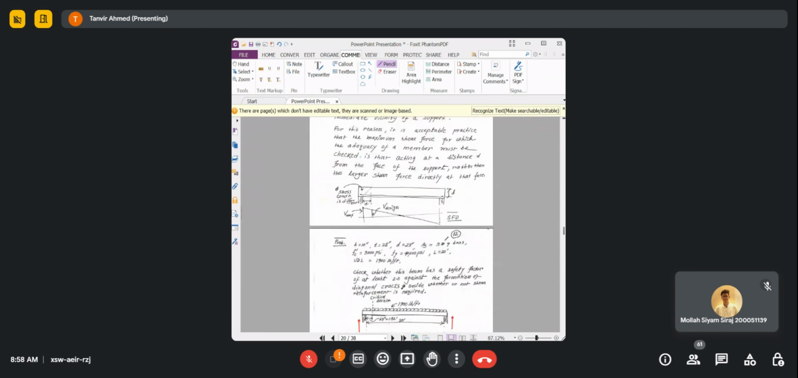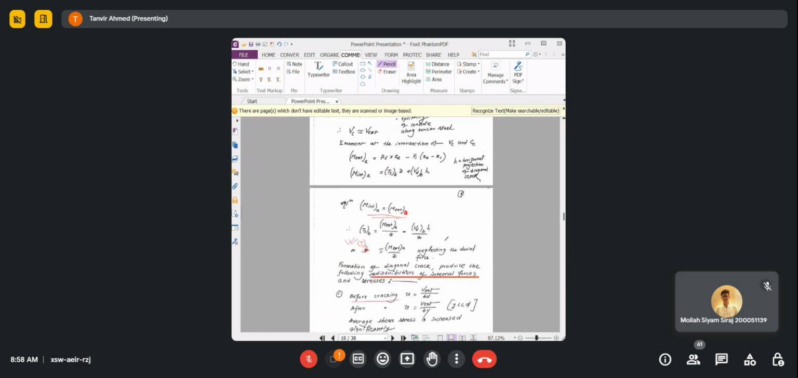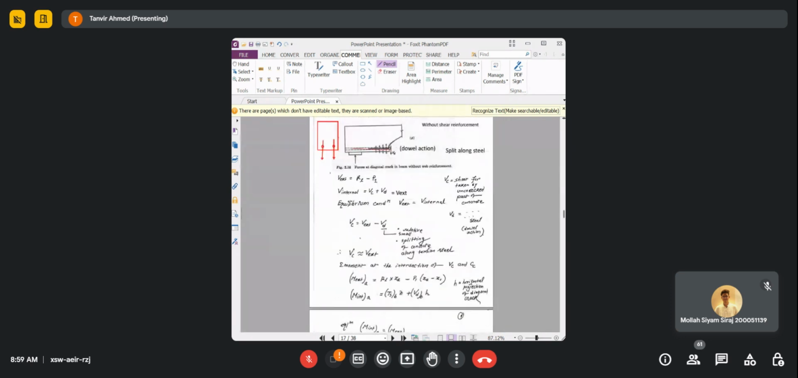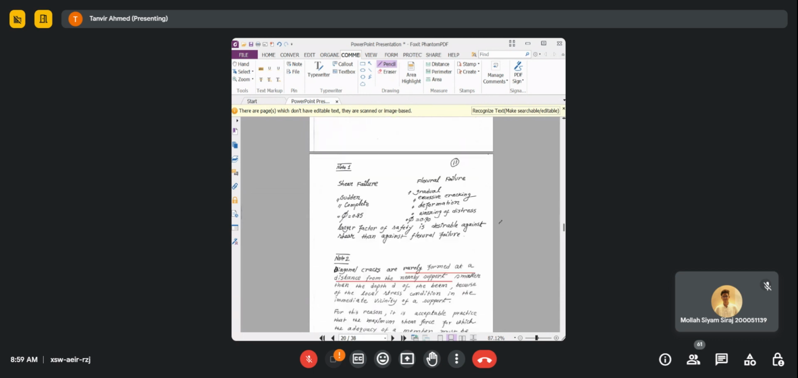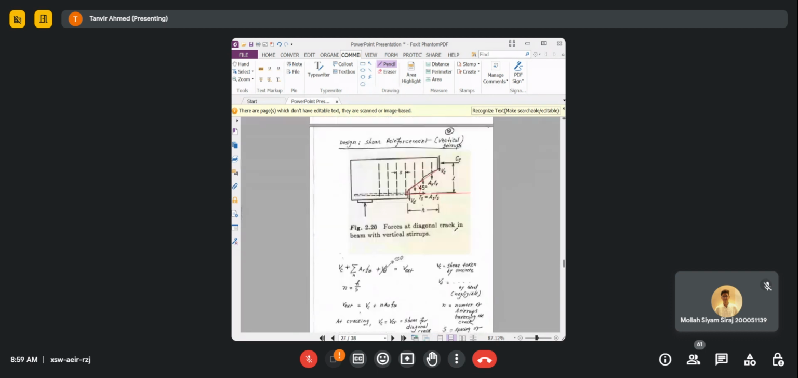In the last class, if you remember, we calculated what will be the value of the internal forces. Okay, that is the force in steel, force in concrete, and the internal stresses, that is the stress in steel, stress in concrete, when you don't have any stirrup. Now the same thing we will be discussing for a beam with stirrups.